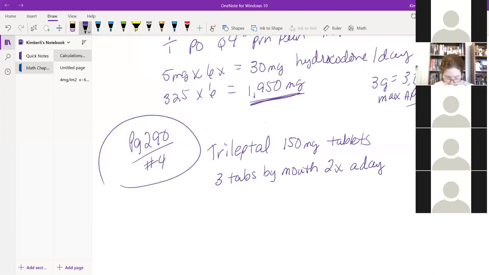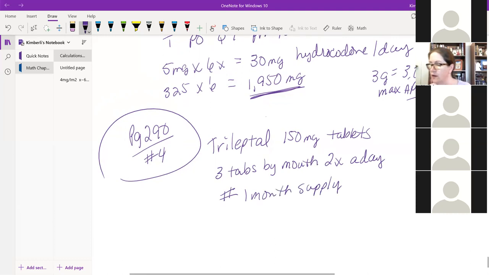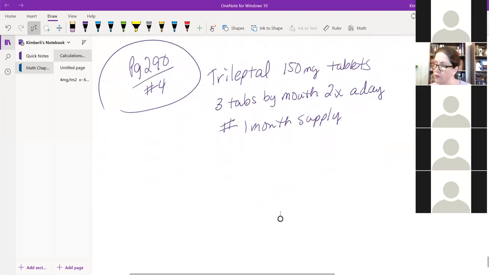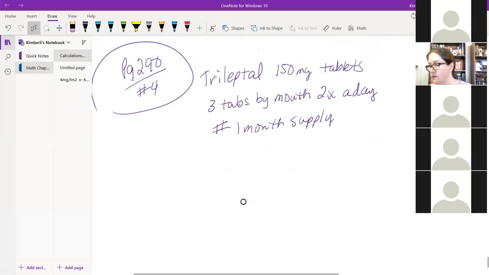And then it also says the quantity, so it gives you the number sign. Yeah, 4 months supply. 1 month supply. Okay, and then what I want you guys to also remember is how you would put this on a patient label, which would be take.